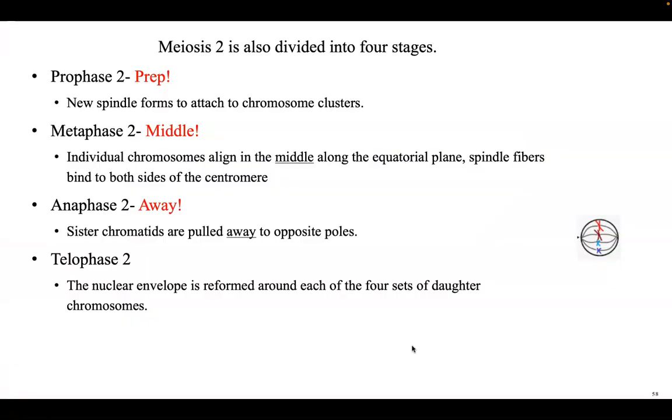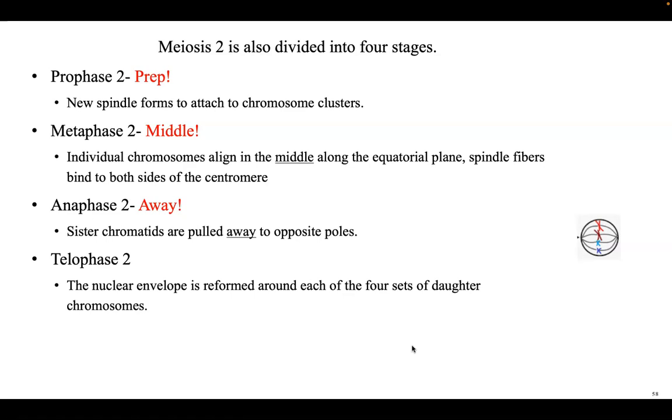So we enter meiosis 2. It is also divided into 4 stages: prophase 2, metaphase 2, anaphase 2, and telophase 2, which should be becoming pretty familiar at this point. In prophase 2, we are prepping again. So our new spindle fibers are forming to attach to the chromosome clusters at the opposite ends of the cell.